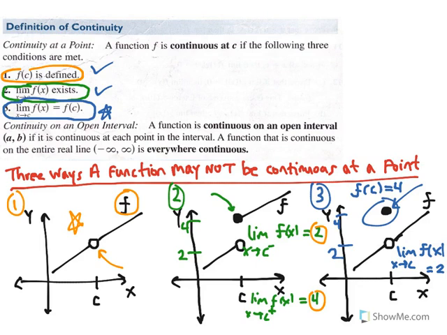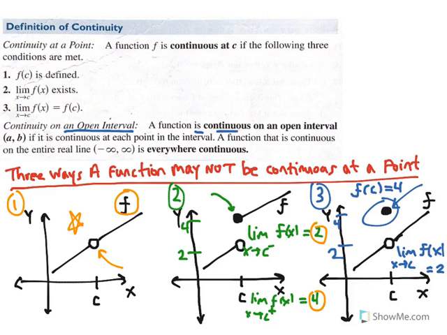Because if you're saying the limit of f of x as x approaches c, you're assuming that that limit exists. So the left side of the third condition is implying the second condition, and the right side of the third condition, f of c, is implying the first condition. So sometimes we just state the definition of continuity by just having this because it includes the other two conditions implicitly. Now, how do you define continuity on an open interval? A function f is continuous on an open interval from a to b if it is continuous at every single point in the interval. A function that is continuous on the entire real line is everywhere continuous.